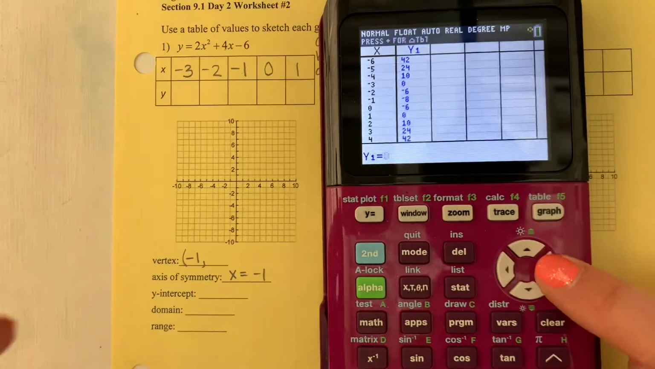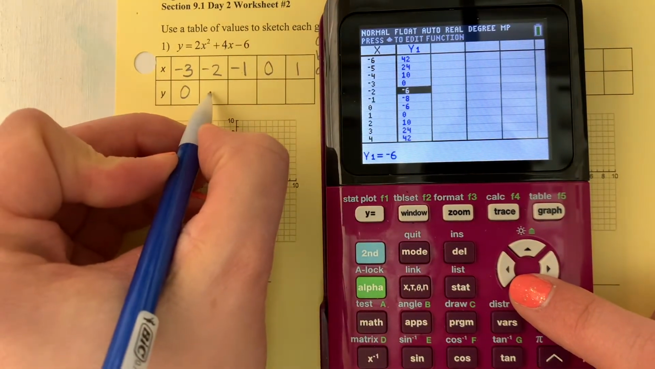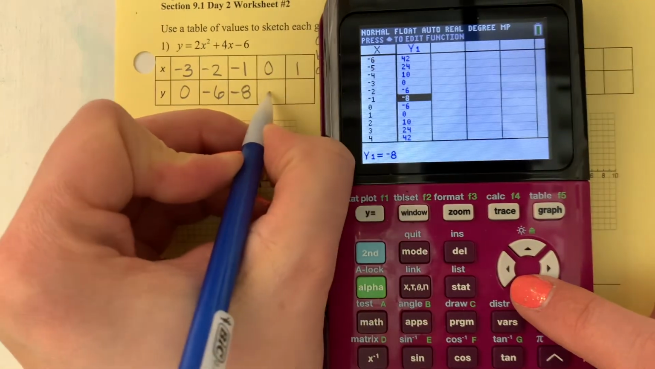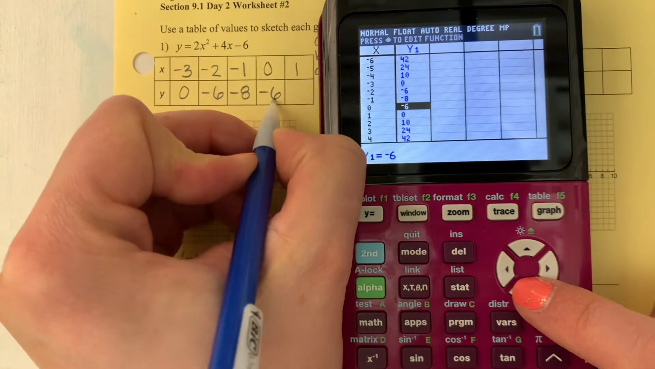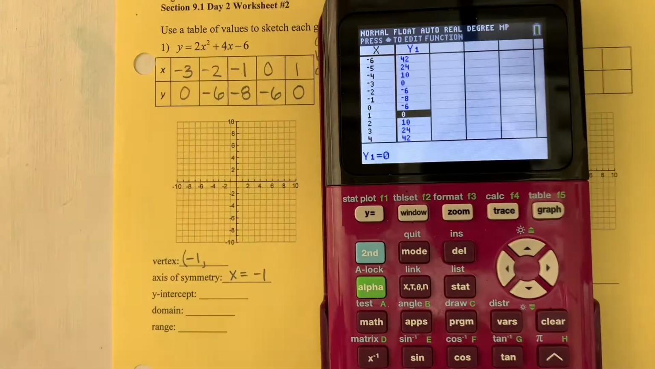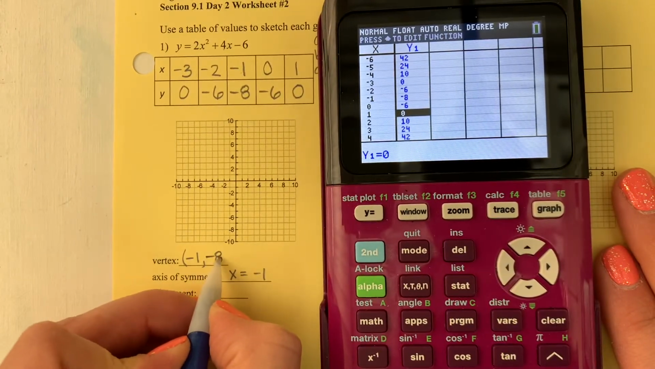And now I can fill in the rest of my y values. So -3 goes with 0, -2 goes with -6, -1 goes with -8, 0 goes with -6, and 1 goes with 0. Okay. I can also then fill in my vertex at the very bottom, so -1 comma -8.